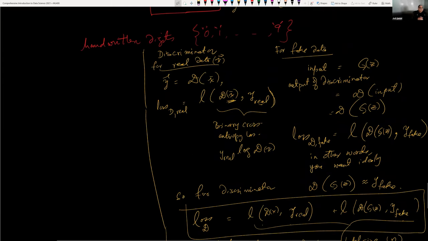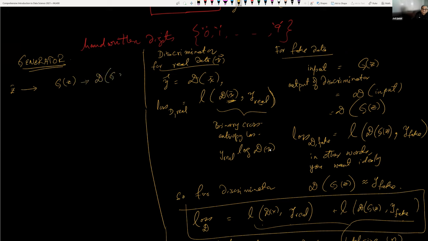Generator has an opposite goal. Generator says, you know what? Every time I produce, you take some input Z, latent vector, it becomes G of Z. And this G of Z is given to the discriminator. It becomes D of G of Z, right? This is the Y hat that's produced. The loss function, you want to minimize, you want Y hat of the fake. What do you want? You want it to look as close to real, Y real, as possible, isn't it, guys? You want it to look like the real thing.